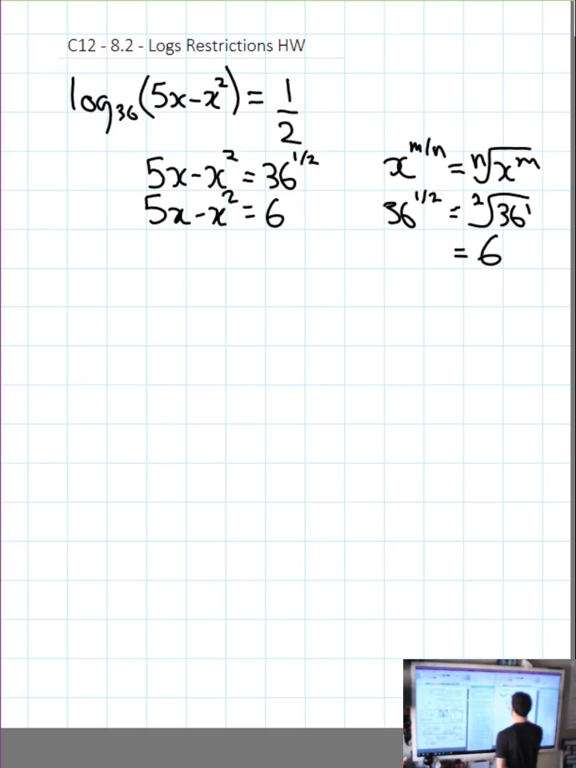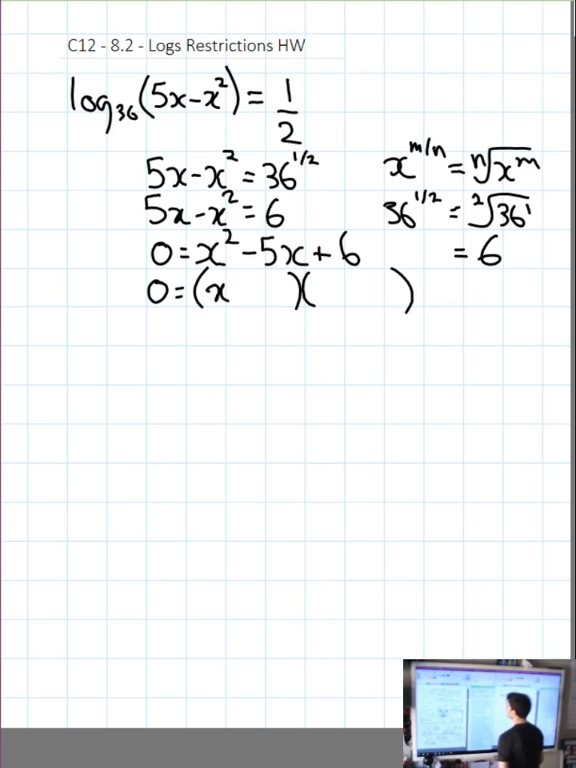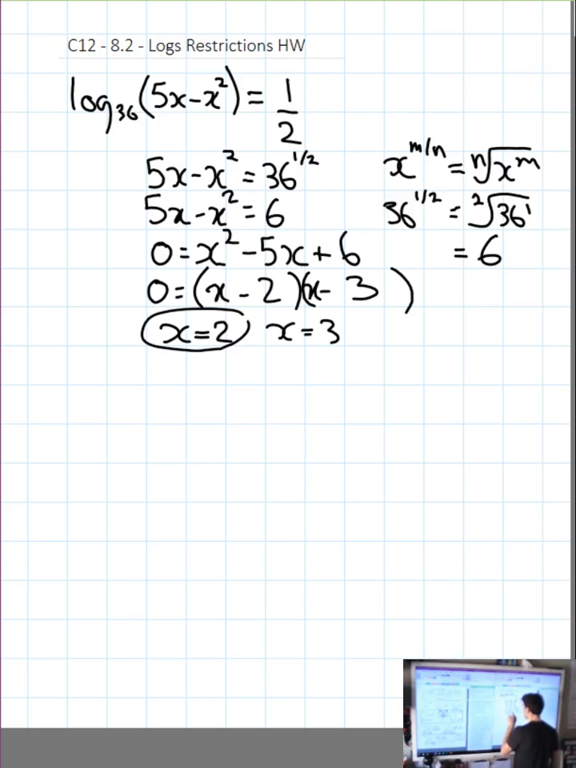Now I'm going to get it all onto the right-hand side. So 0 equals. If I add x squared to both sides, I have x squared. If I subtract 5x from both sides, I have minus 5x. And 6 stays on that side. So now I'm going to factor it. 0 equals, two numbers that multiply to get 6 and add to get negative 5 are going to be negative 2 and negative 3. Then I can solve the equation, x equals 2 and x equals 3.